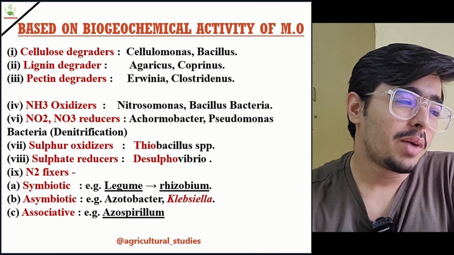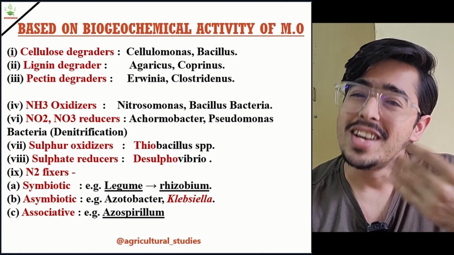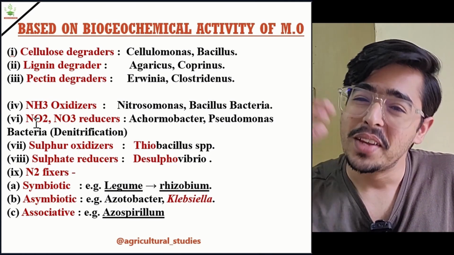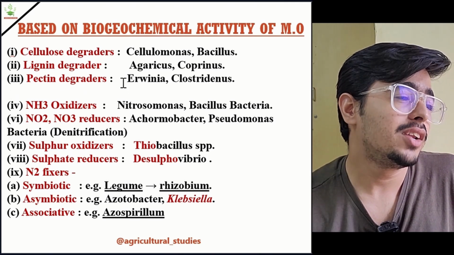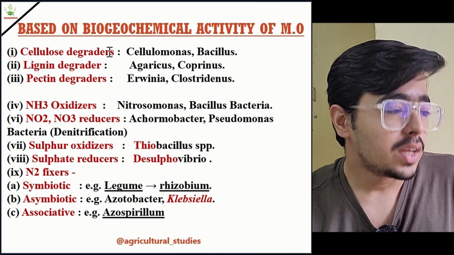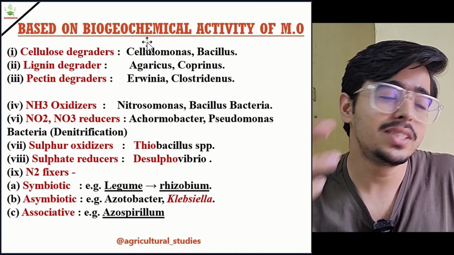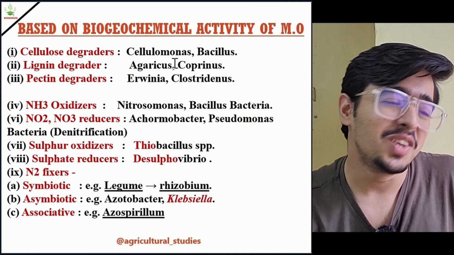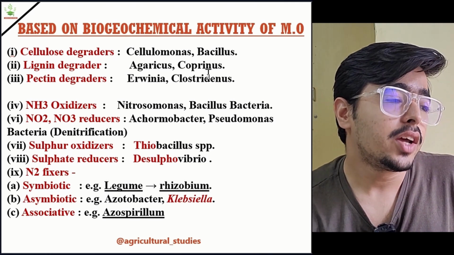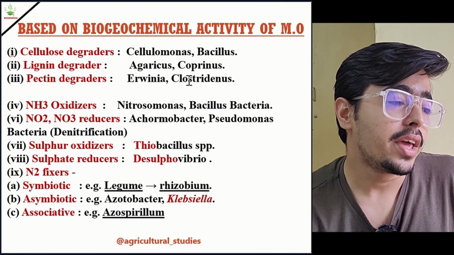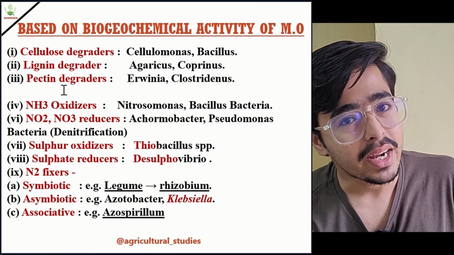Biochemical activity means if they are decomposing cellulose, they will be called cellulose degraders. I won't repeat this because I know you got this, right? The cellulose dwellers, lignin dwellers, pectin dwellers. We will learn these names: cellulose degraders are of course Cellulomonas, and the name itself explains that Cellulomonas decompose cellulose. Bacillus is also an example. For lignin dwellers, there are Agaricus and Coprinus, and for pectin dwellers, there are Erwinia and Clostridium. Erwinia and Clostridium are examples of pectin degraders.